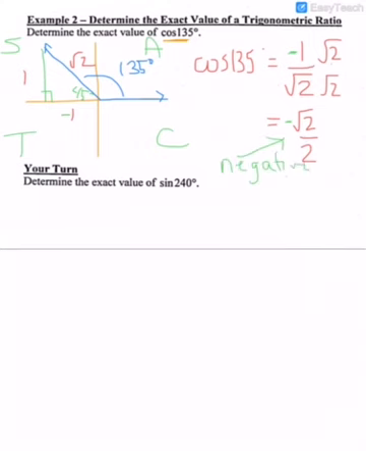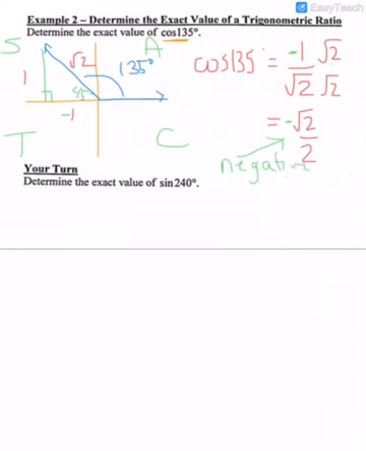Let's try the same thing here with the your turn. This time it's 240 degrees, so 240 degrees would be located in quadrant 3. And in quadrant 3, it would be 60 degrees past 180, so we're looking at a 60-degree reference angle. And again, I'm going to make my triangle. So if it's a 60, 30, 90 triangle, that means my side lengths are 1, 2, and square root 3. Remember that the 1 would be across from the 30-degree angle because it's the smallest.